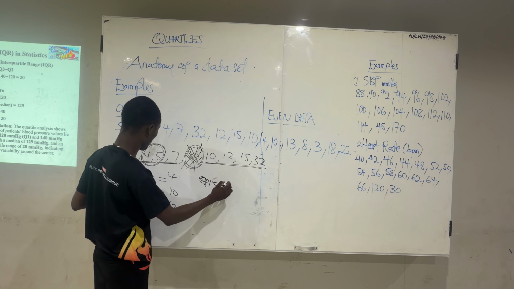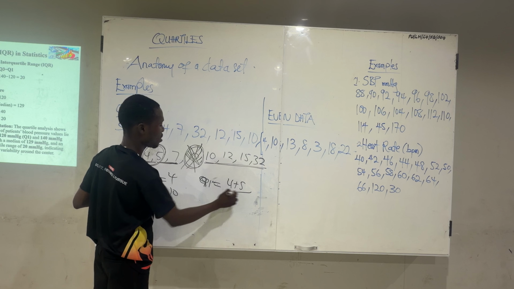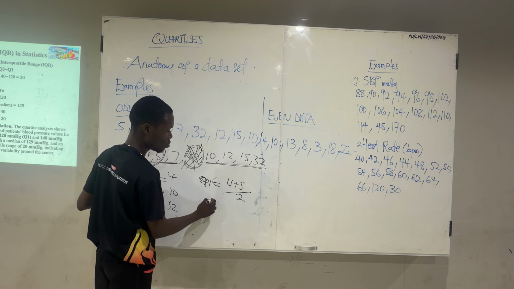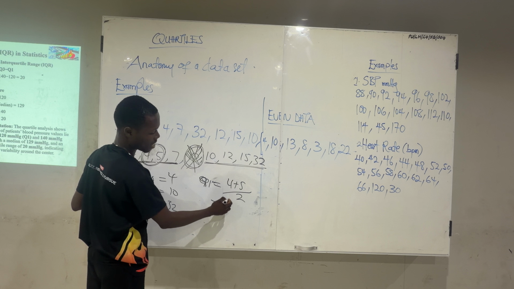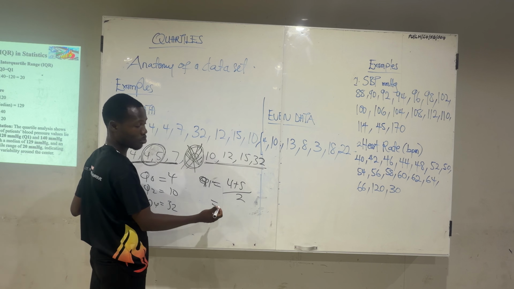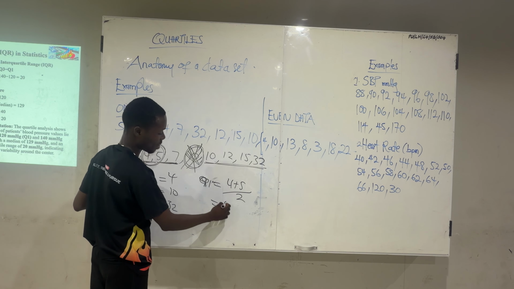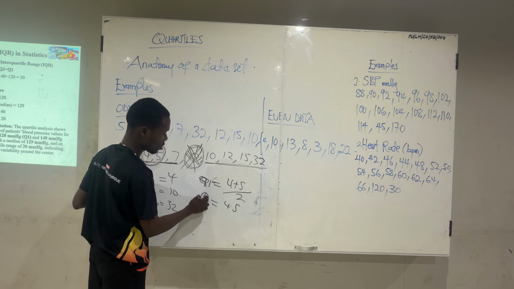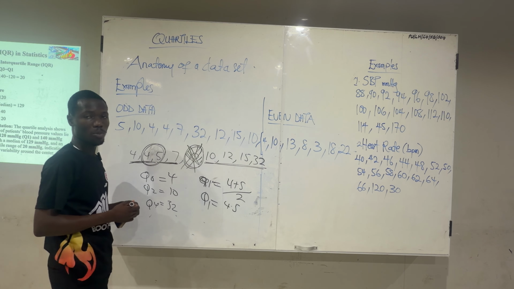our Q1 is going to be 4 plus 5, then we divide it by 2. And that's going to give us 9 divided by 2, which is 4.5. So Q1 becomes 4.5.